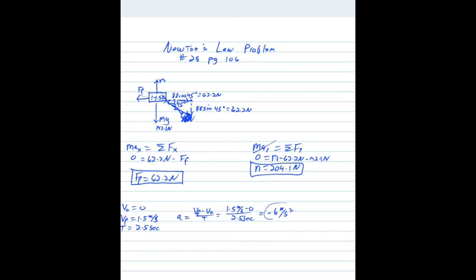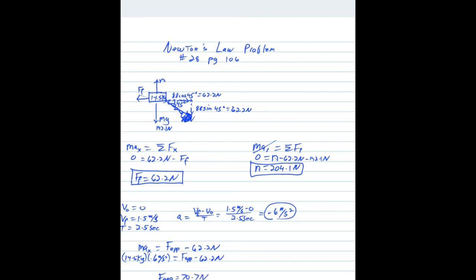Now what we're going to do with that is plug it back into our x equation, now that there is an acceleration, and solve for the applied force, assuming that the frictional force stays the same. So MAX equals, we have some new applied force, I'm going to call F applied, minus 62.2 newtons. The mass is 14.5 kilograms. The acceleration is 0.6 meters per second squared equals force applied minus 62.2 newtons, and I'm going to solve this for force applied. If I do that, I get 70.7 newtons.